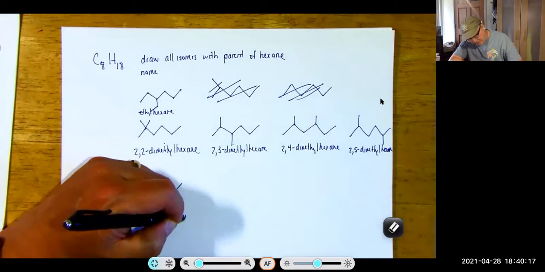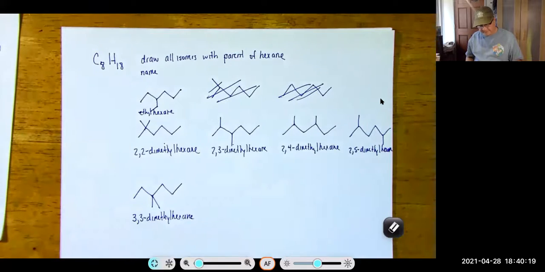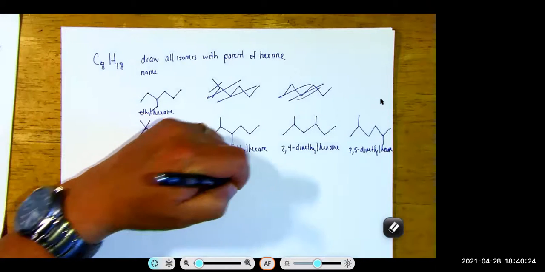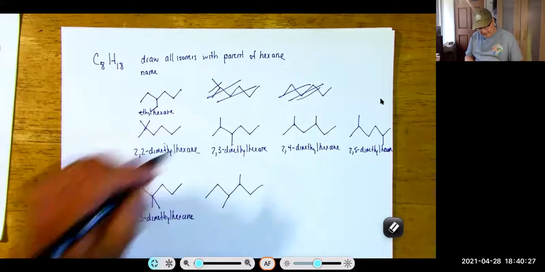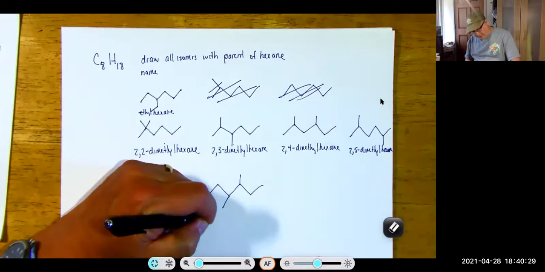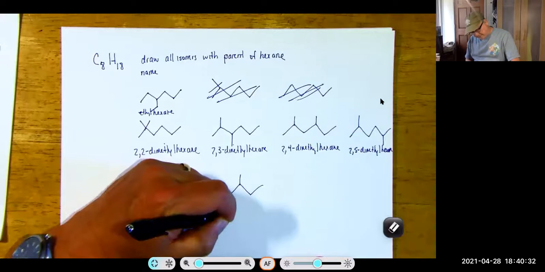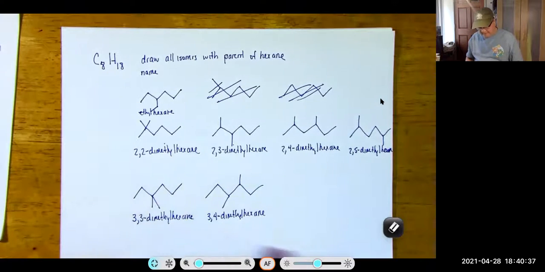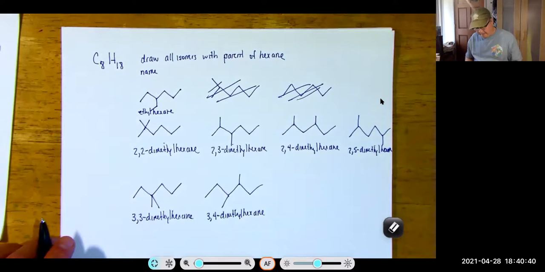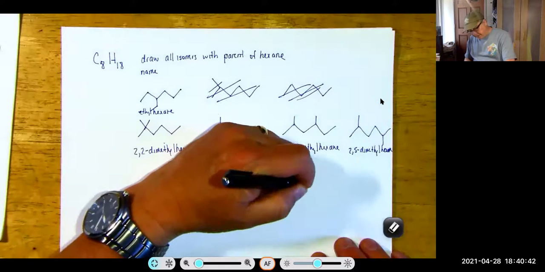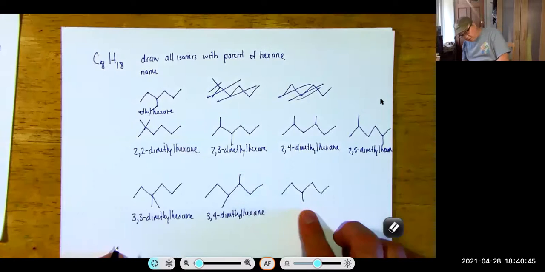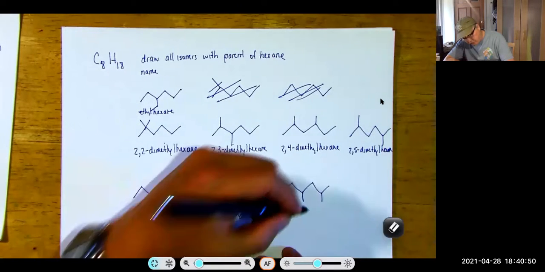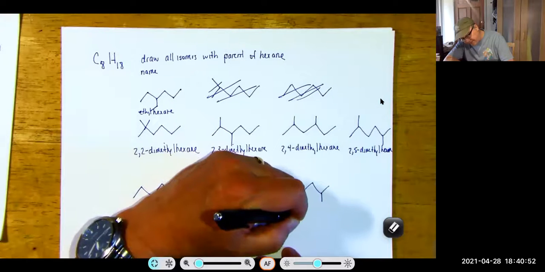Do I have another one of those? No. Okay, so I'm going to keep it there, keep one of them and move the other one around. Now that's going to be a 3,4-dimethyl hexane. Do I have a 3,4 anywhere up here? No. So now I'm going to keep it there again, and I'm going to move this over one more. What do we call this? 2,4-dimethyl hexane.